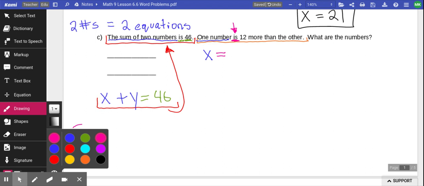So one number is 12 more. 12 more would be 12 plus. Right? If I'm adding, if I have more of something, that's adding. Is 12 more than the other. So 12 more than the other number being y. So this equation came from this one.